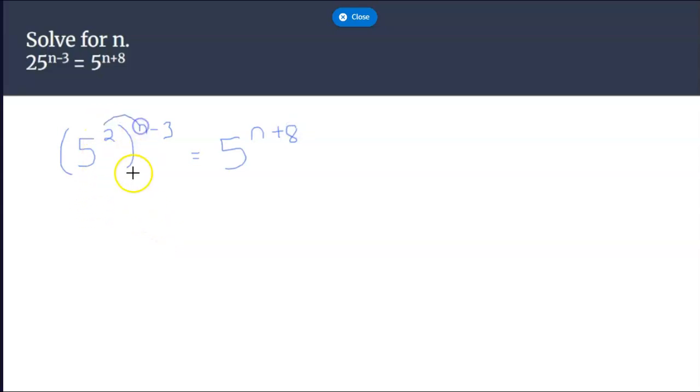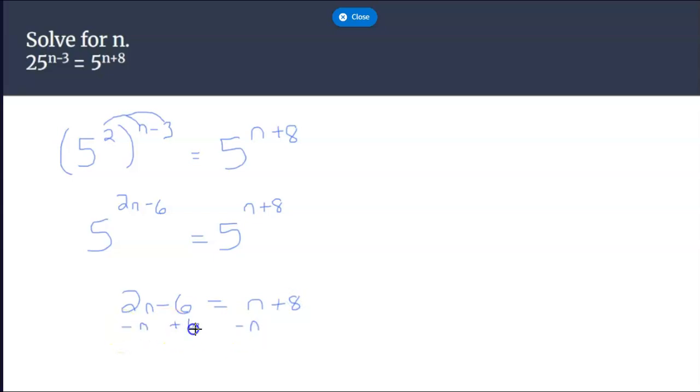All right, this 2 can be distributed to the n and the 3. So now we have 5 to the 2n minus 6 power equals 5 to the n plus 8 power. The base is 5, the base is 5. Since the bases are the same, we can essentially ignore the bases and just solve 2n minus 6 equals n plus 8. We're going to take away n from both sides, and we're going to add 6 to both sides. We're left with n equals 14. And that's how we can solve for n on this exponential problem.